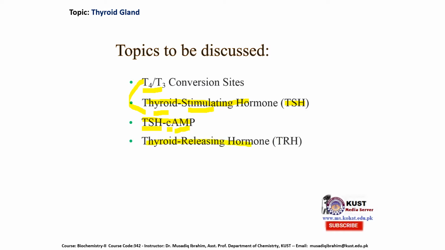So the functions of this TSH cyclic AMP, then the thyroid releasing hormone, which is also known as TRH, and this thyroid releasing hormone is responsible for the regulation of the thyroid gland to secrete its hormones. And then the thyroid disorders: if hypersecretion of thyroid gland hormones is taking place, what are the symptoms, diseases and complications which occur, as well as if there is undersecretion of thyroid hormones, then what are the symptoms, diseases and complications which occur in humans.